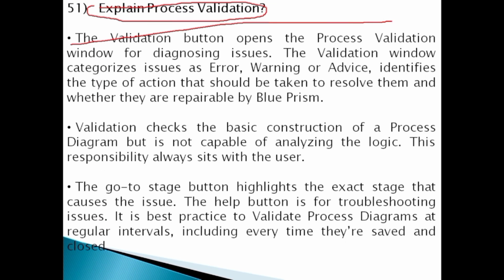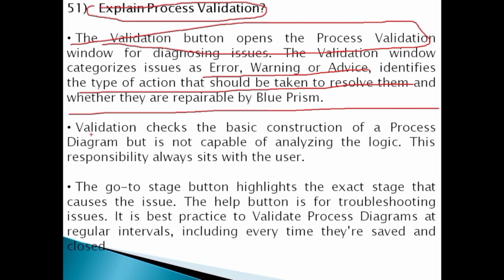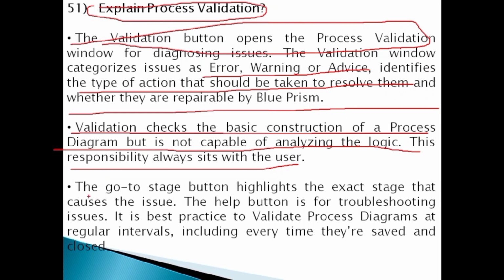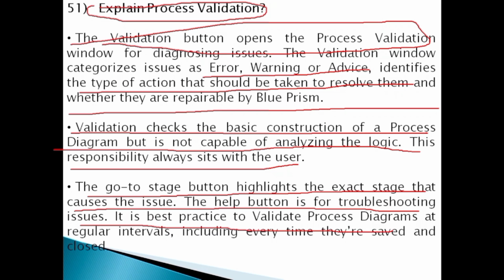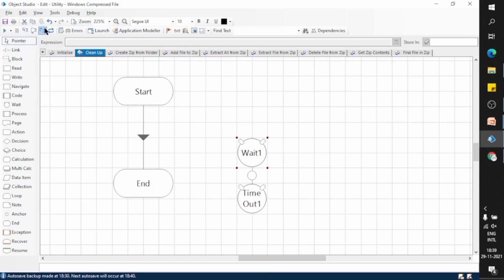Explain process validation. The validation button opens the process validation window for diagnosing the issues. The validation window categorizes issues as error, warning or advice, identifies the type of action that should be taken to resolve them and whether they are repairable by Blue Prism. The Go To Stage button highlights the exact stage that caused the issue. The help button is for troubleshooting issues. It is best practice to validate process diagrams at regular intervals, including every time they are saved.